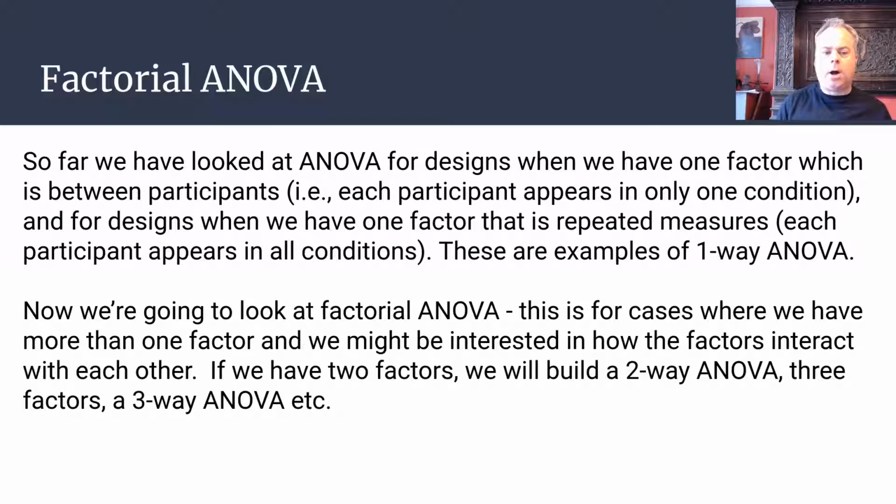What we're going to look at now is factorial ANOVA. And this is for cases where we've got more than one factor. And what we might be interested in is how the factors interact with each other. So if we have two factors, we'll build what's known as a two-way ANOVA. If we've got three factors, a three-way ANOVA, etc.